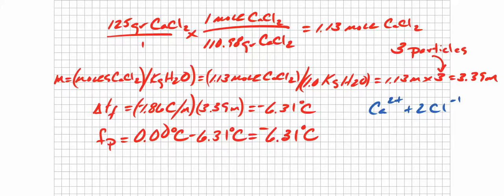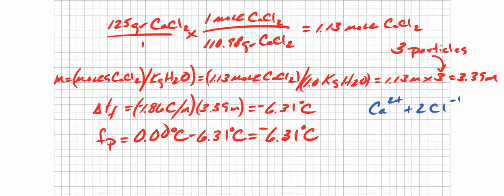Let's use that number then to determine the change in freezing temperature, and ultimately the freezing point. So here we go. The change in temperature then is equal to negative 1.86 degrees Celsius per molal times 3.39 molal. That's equal to negative 6.31 degrees Celsius.